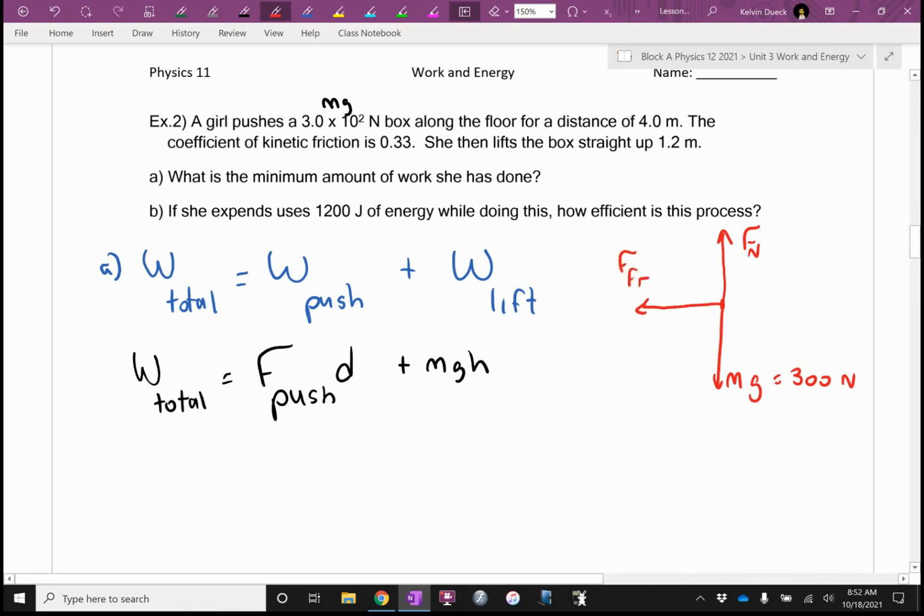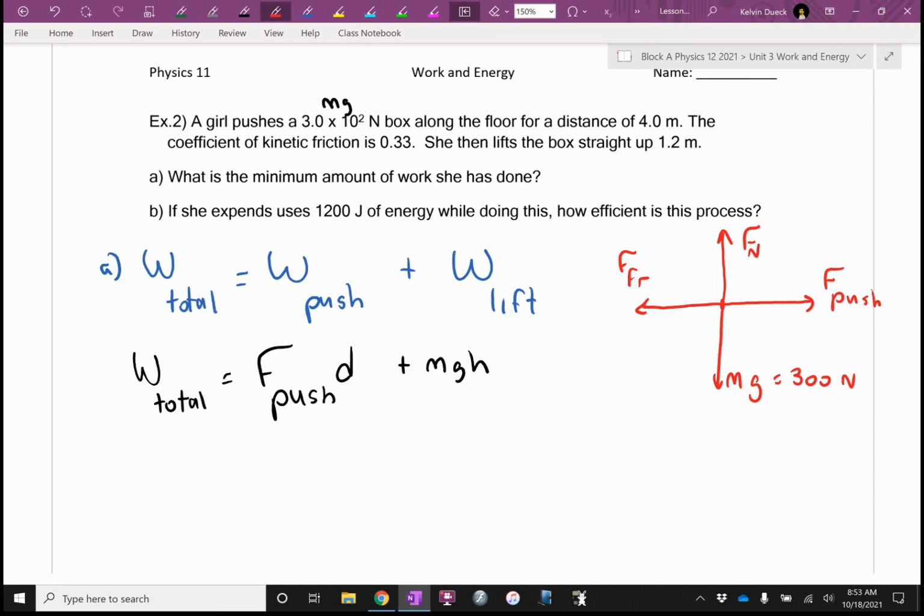Okay, how big? This is why I said minimum amount of work. She could be pushing harder than friction, I don't know, but they said minimum, so I'm going to assume that she is exactly matching friction. In other words, the box is not speeding up or slowing down, it's traveling at constant velocity. If I had said constant speed, then we could have assumed minimum work and I wouldn't need to make this assumption. I just said we'll assume the minimum work.